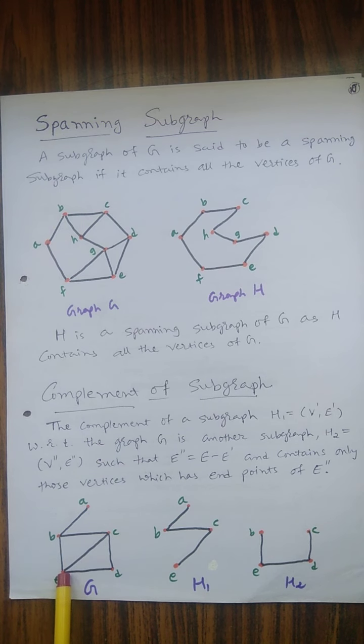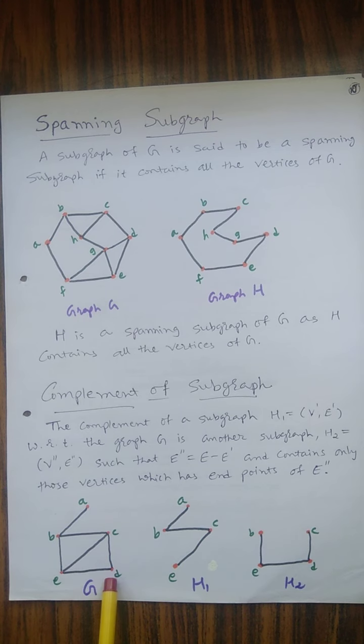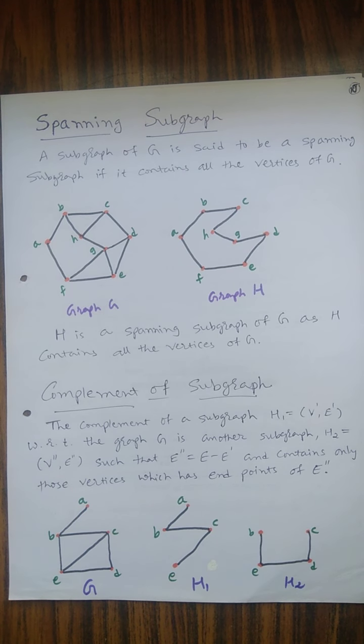Which edges are remaining? BE, ED and CD. These three edges are remaining. So I draw another graph of these three edges. If I combine the edges of H1 and H2, what I get is all the edges of G. So these two, H1 and H2, are called complements of each other. Clear? Vertices are not compulsory, but the missing edges are there in the other subgraph. So they are complements of each other. Thank you.